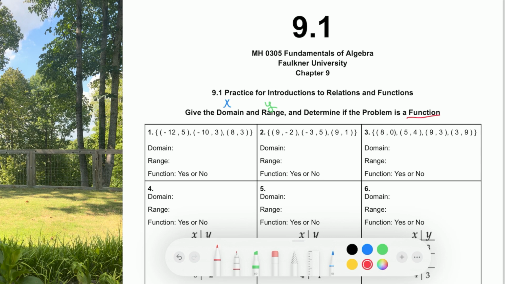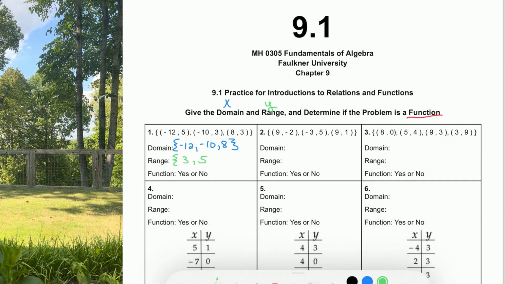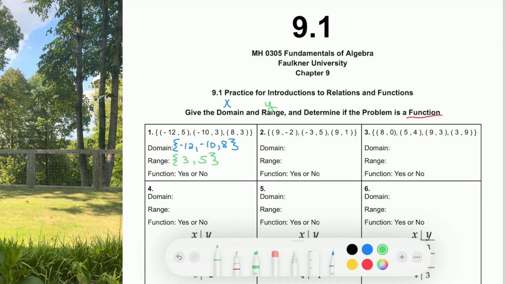if it's a function. So looking at number 1, my x values, I'm going to list them least to greatest, and don't forget you need your little squigglies, your little braces here. So we're going to go -12, -10, 8, and then the little brace. For our range, we have, let's see, 3, 5. I'm not going to repeat the 3 because remember, we only write the number one time if it's there twice. All right, so determine if this is a function or not.